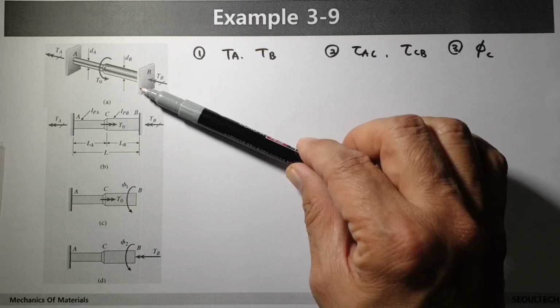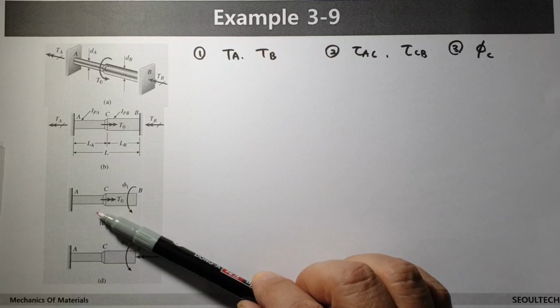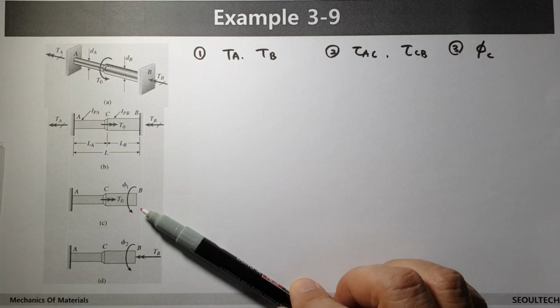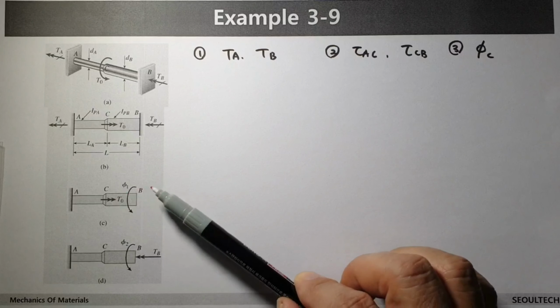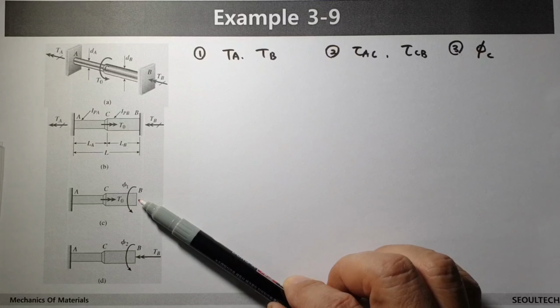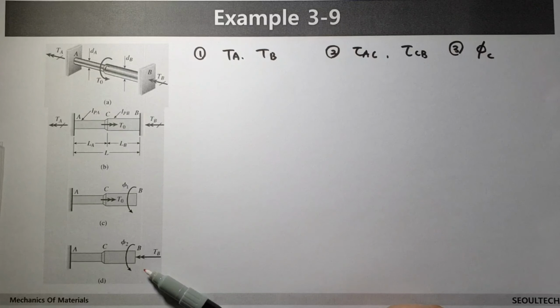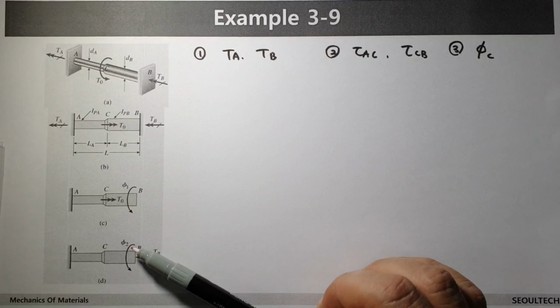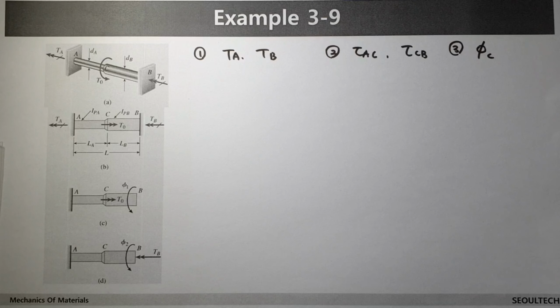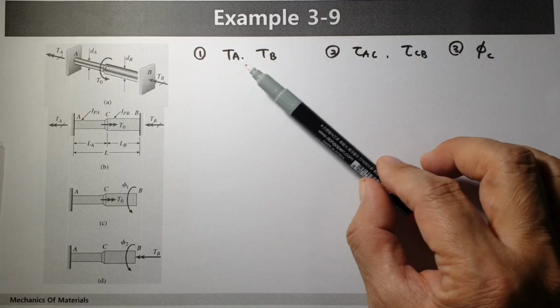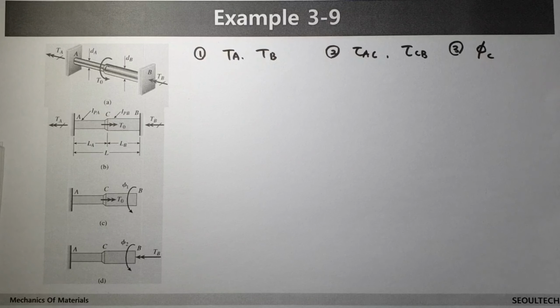When we isolate the right side part, the component can be like this. When T0 is acting like this, something changes at this point B due to torque T0. And when you draw the free body diagram, the reactional torque TB is acting like this. By TB, you can imagine a rotation of angle happens. The rotation of angle is phi 2. And we would like to calculate, firstly, TA and TB. Now let's think about it step by step.